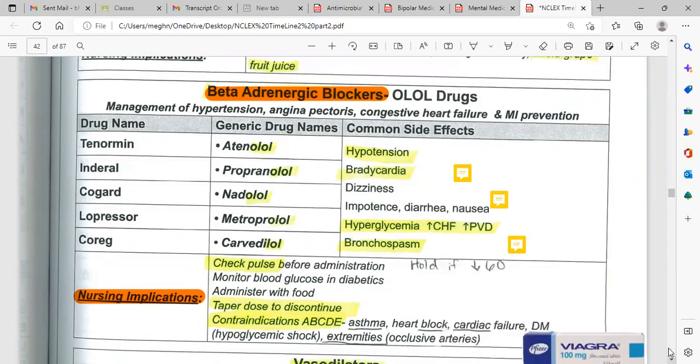What are the other notes for beta blocker? Check the pulse before administration, monitor the blood glucose in diabetic patients. So if a patient has a history of diabetes and needs to take beta blocker, we have to tell them they need to adjust insulin or metformin, because beta blocker can cause hyperglycemia. Also administer with food. Taper dose to discontinue. So if you need to stop the medication, it is good to taper. Means 1 week 10 milligram, second week 5 milligram, last week 2.5 milligram.